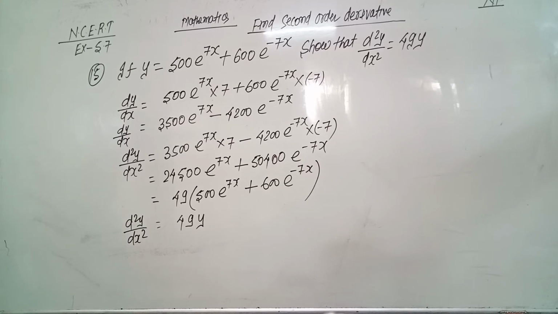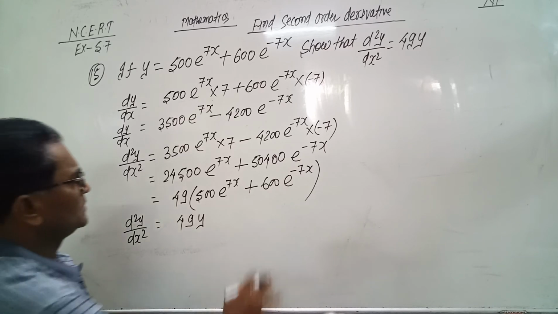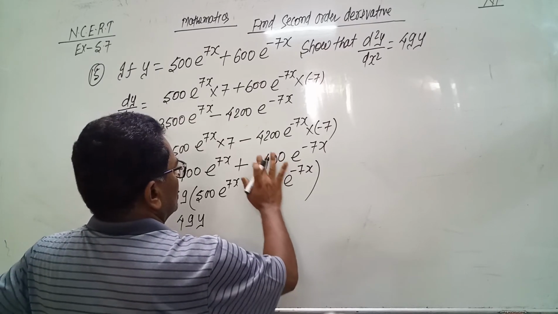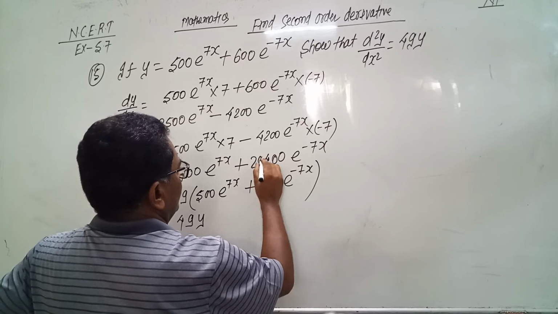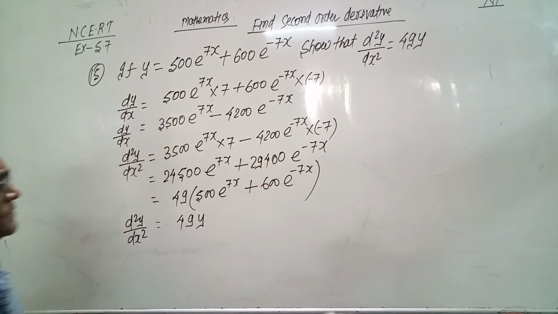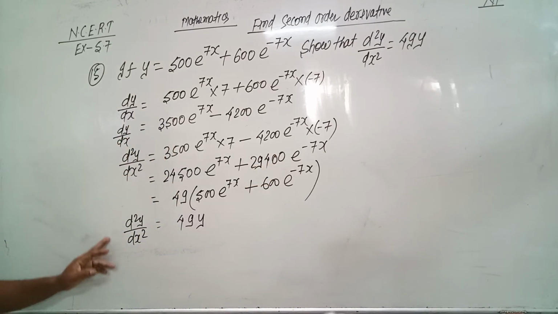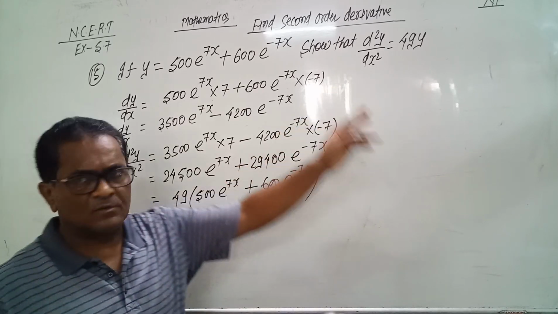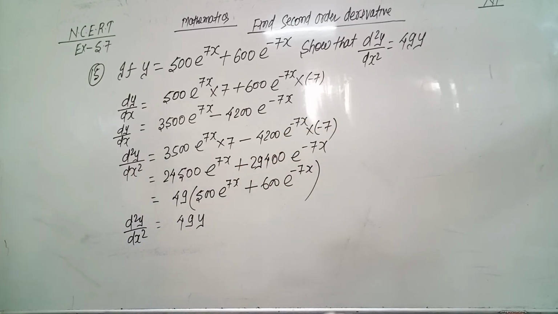So we get the result d2y by dx square equals 49 times y.